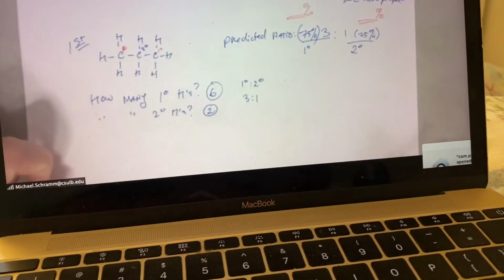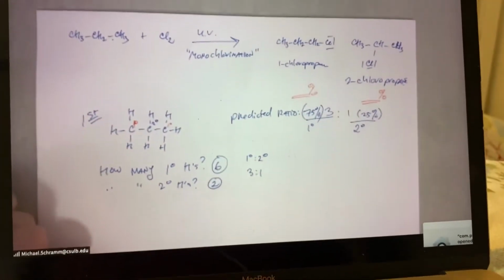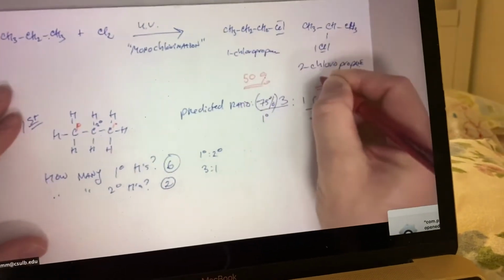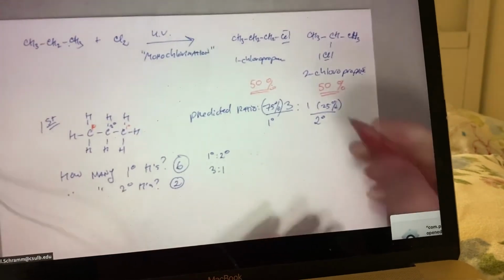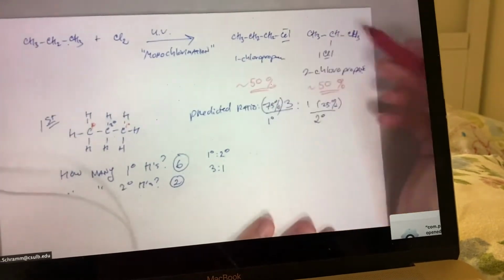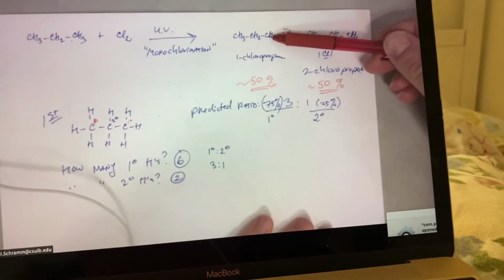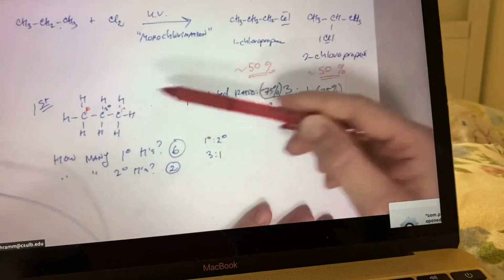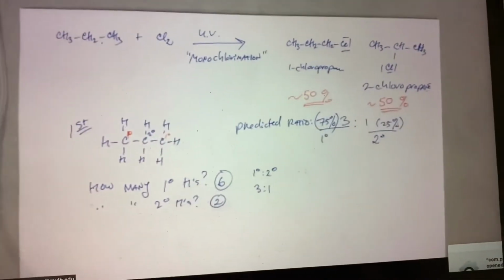Something funny happened when people did this reaction for the first time. That's not exactly what they predicted. Instead, the outcome of this reaction was roughly 50% primary product, where chlorine's attached to a primary carbon, coming from a primary hydrogen, and 50% of the time it was at the secondary position. This is an interesting result.